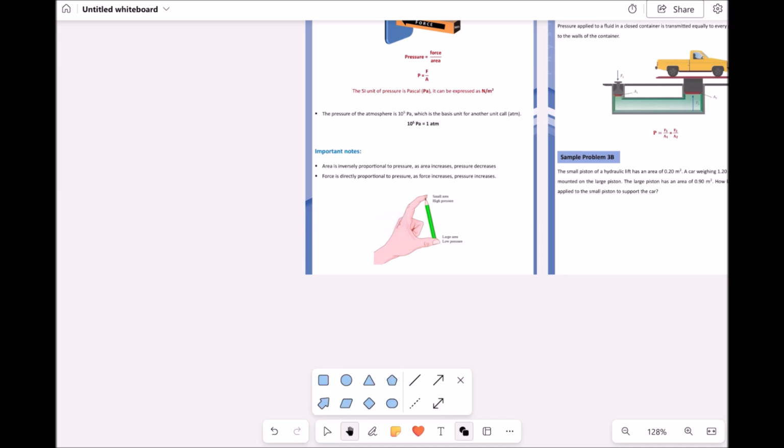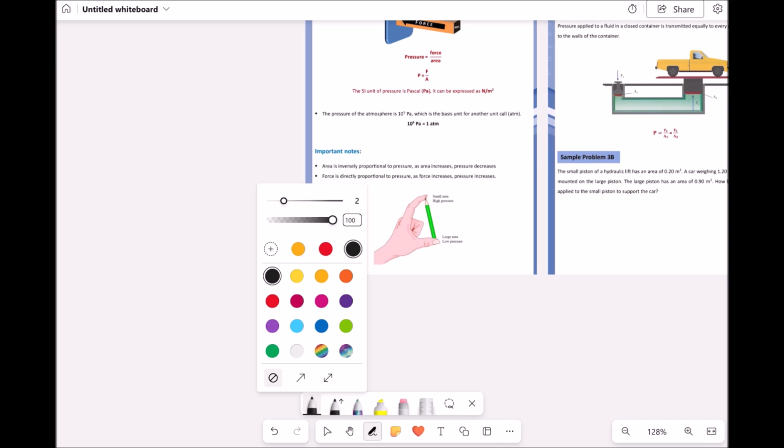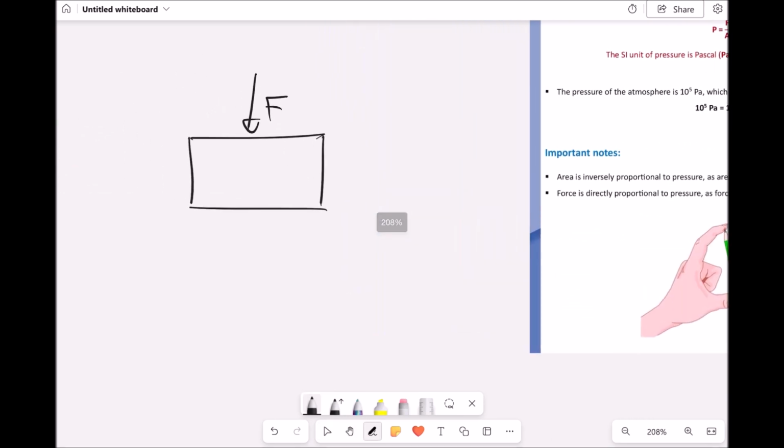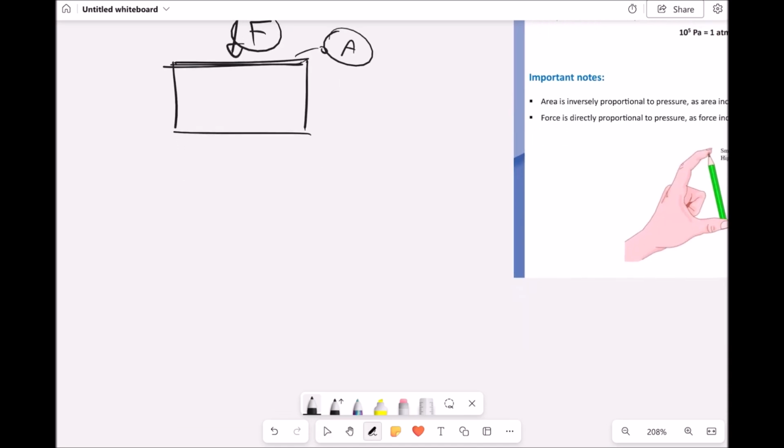So imagine you have an object. You're applying a force on this object, let's call it F. Now this object also has an area. The force applied over a unit area is called pressure. So pressure is equal to F divided by area.